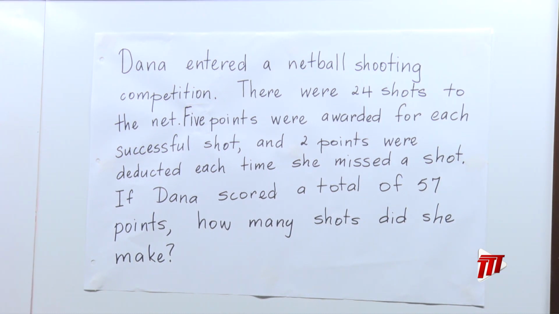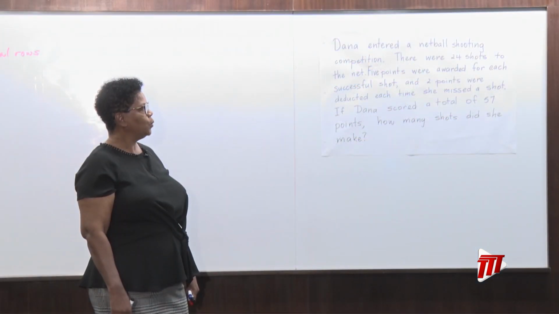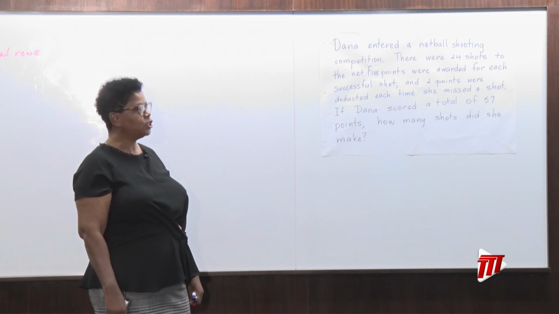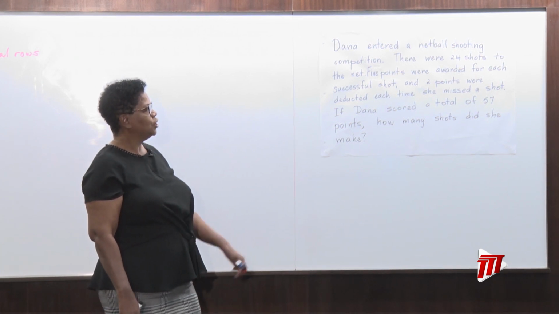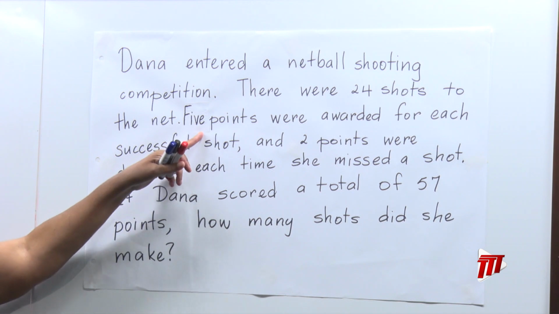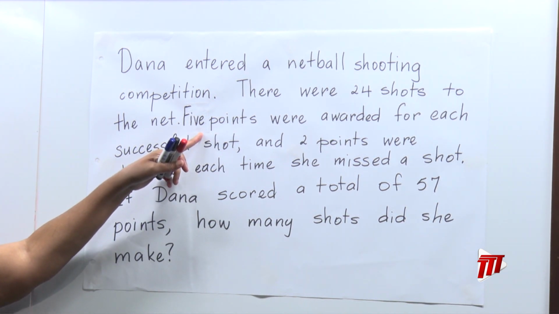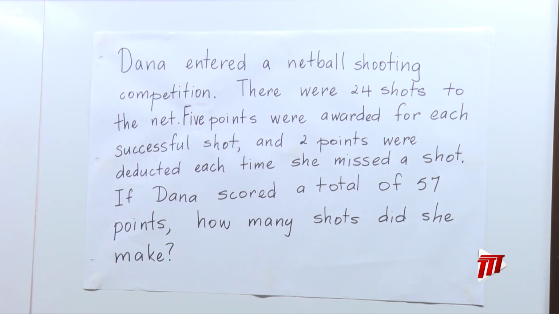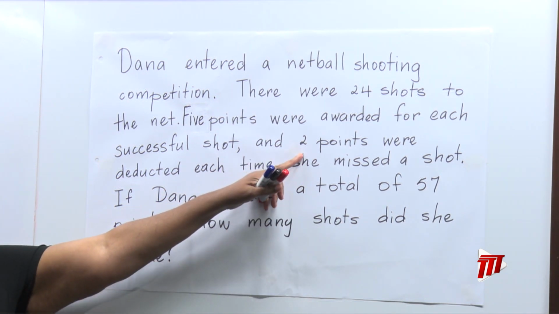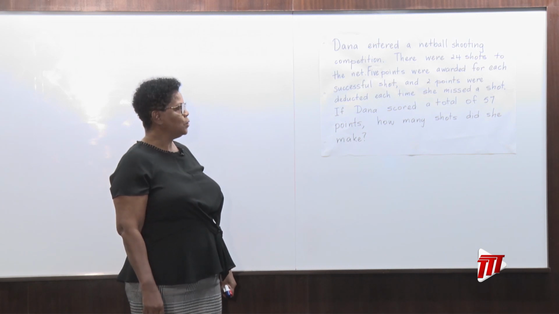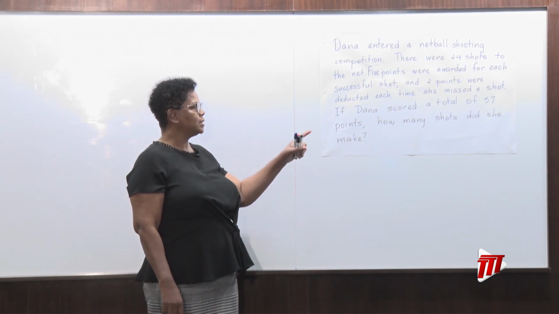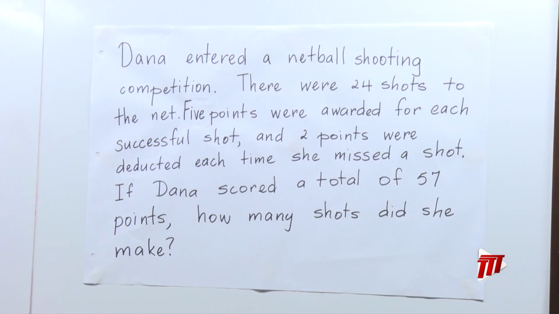Now, what do we know? We know that from out of the 24 shots, each time she was successful, she got 5 points. Each time she missed, she lost 2 points. We also know that she scored a total of 57 points. And what we want to find out is how many shots she made.